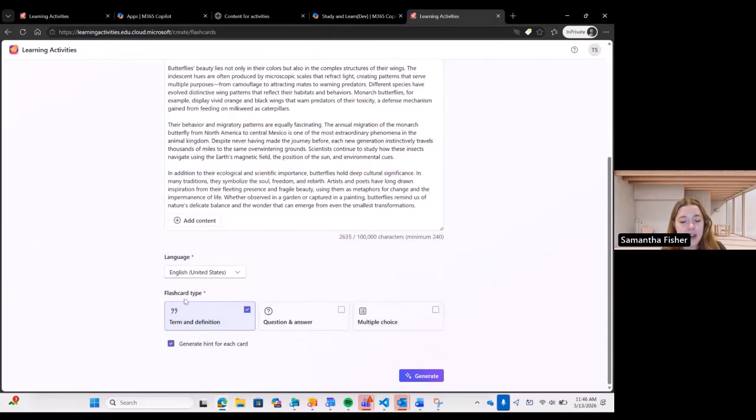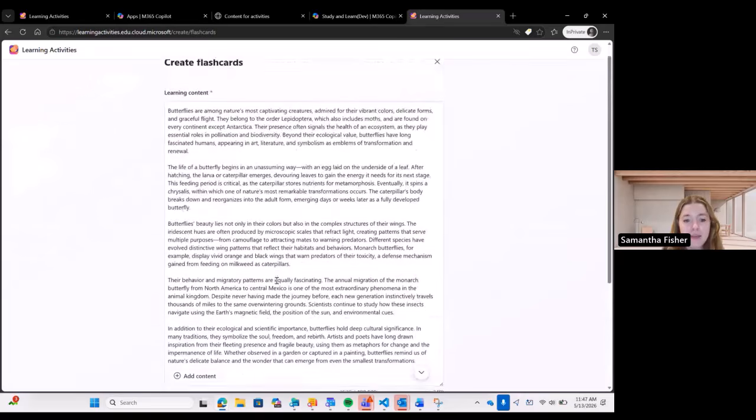If I come down here, I have flashcard types, so term and definition, question and answer, and multiple choice. I am just going to select all of these answers. I can select any of them that I want, and instead of explaining them to you now, I will show them to you once we actually generate our flashcard set. And then I also have the option to generate a hint for each card here.